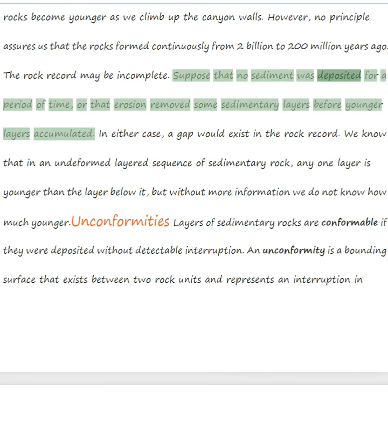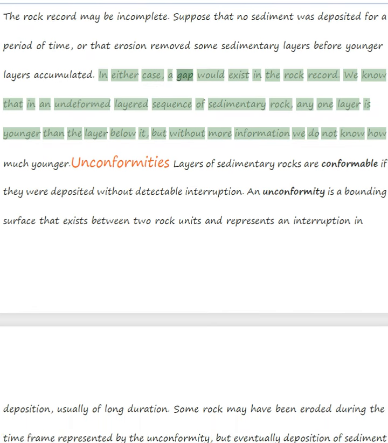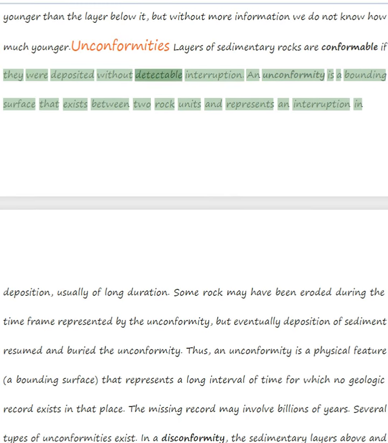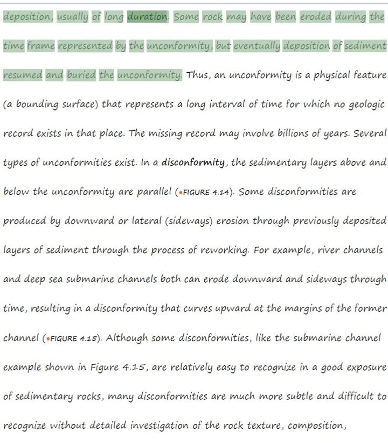Suppose that no sediment was deposited for a period of time, or that erosion removed some sedimentary layers before younger layers accumulated. In either case, a gap would exist in the rock record. We know that in an undeformed layered sequence of sedimentary rock, any one layer is younger than the layer below it, but without more information we do not know how much younger. Unconformities: layers of sedimentary rocks are conformable if they were deposited without detectable interruption. An unconformity is a bounding surface that exists between two rock units and represents an interruption in deposition, usually of long duration.